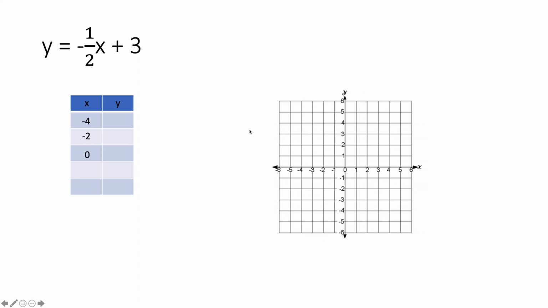Okay, so I'm going to go -4, -2, 0, 2, and 4. And again, I chose those domain elements because I have to divide by 2 each time. And with even numbers, that'll come out to be a whole number and not a decimal.